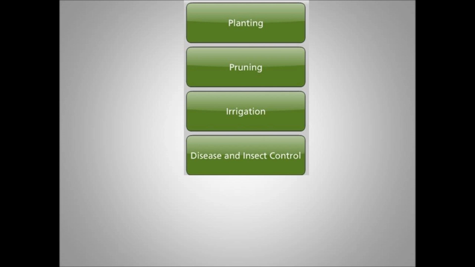There are times when trees will need to be treated for insects and disease. Costs of insect and disease control can be reduced by selecting a species that is resistant, planting a variety of species, matching species to the site, and proper planting techniques.